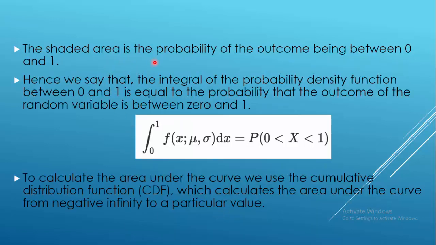So the shaded area is the probability of the outcome being between 0 and 1. Hence we say that the integral of the probability density function between 0 and 1 is equal to the probability that the outcome of the random variable is between 0 and 1. To calculate the area under the curve, we use the cumulative distribution function, which calculates the area under the curve from negative infinity to a particular value.